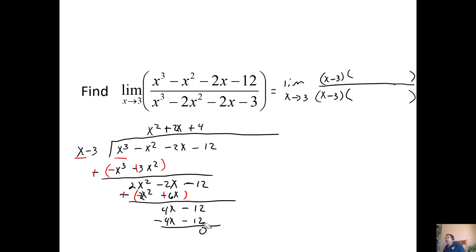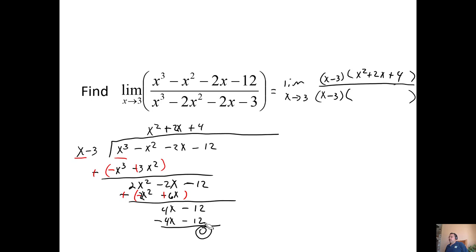Okay, so that's how you do that. And so then your answer up here is x squared plus 2x plus 4. You know that x minus 3 has to be a factor, so that means your final answer here should be 0. If it's not 0, it's not a factor. I wasn't going to get 0, so I know I made a mistake. I went back to find my mistake, and then I fixed it.